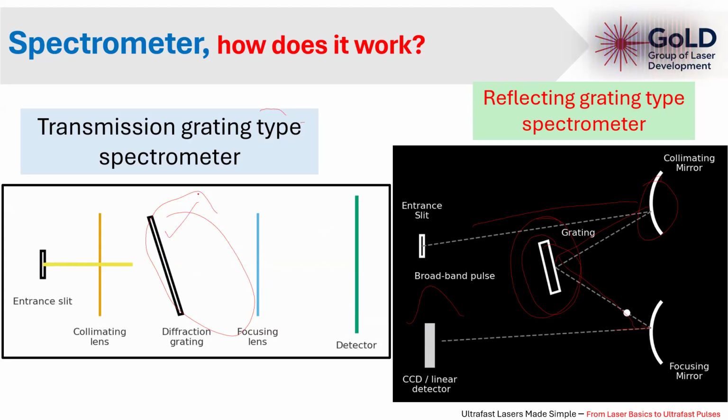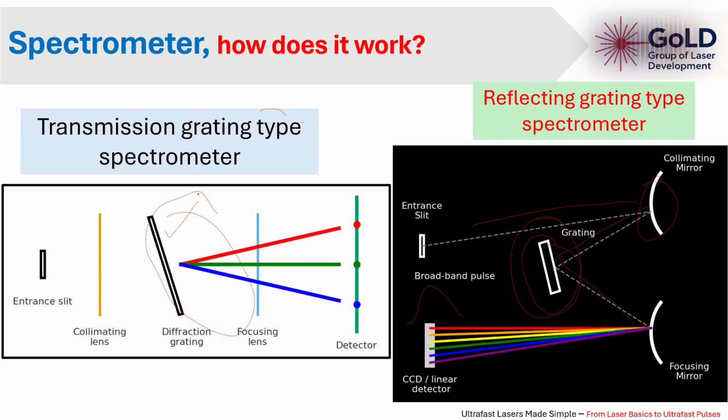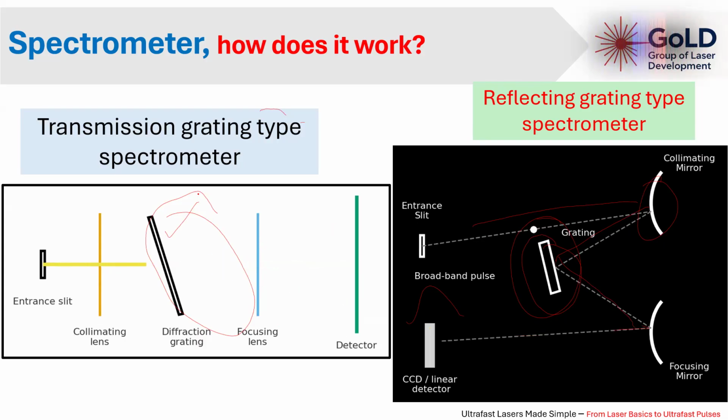And what is the grating? The grating is a very sophisticated kind of thing. The number of rulings on it is like thousands. And that is why the light is dispersed from these lines on this grating.